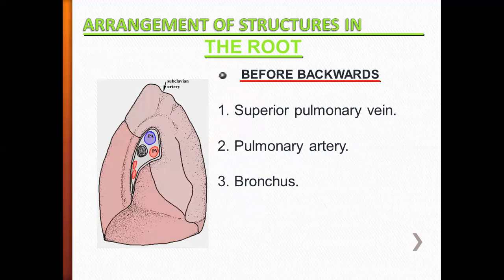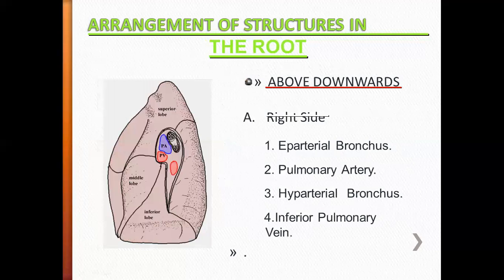Next, we are going to see how the structures are arranged. From before backwards, the structures are arranged in this manner: superior pulmonary vein, then pulmonary artery, then bronchus. So this is how it is arranged from before backwards. This arrangement is common for both.